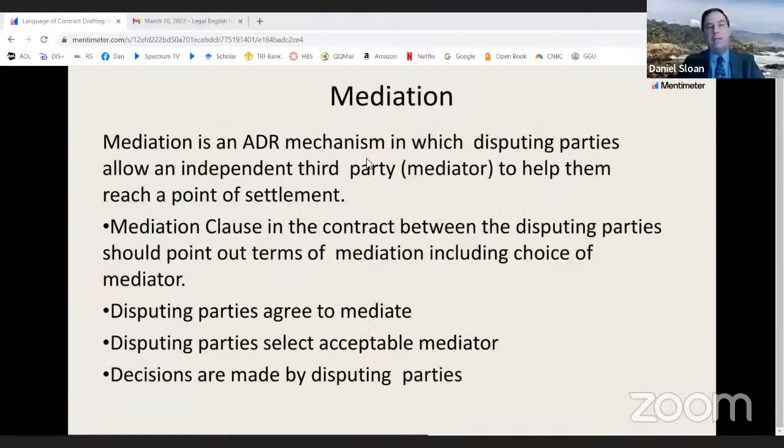Mediation is an ADR mechanism in which disputing parties allow an independent third party to help them reach a point of settlement. Before this, we were discussing negotiation. The mediation clause in the contract between the disputing parties should point out the terms of mediation, including the choice of mediator. The disputing parties agree to mediate, select an acceptable mediator, and decisions are made by the disputing parties.